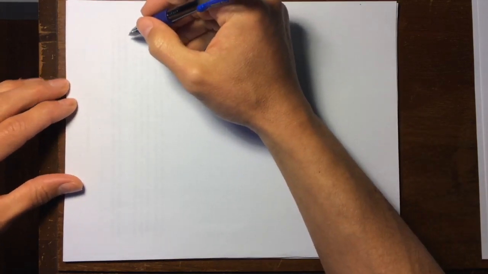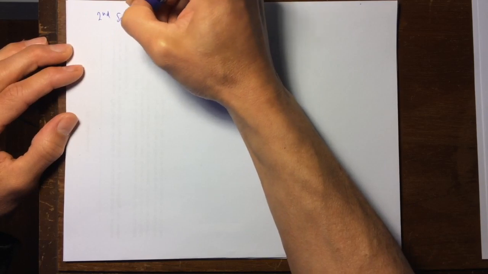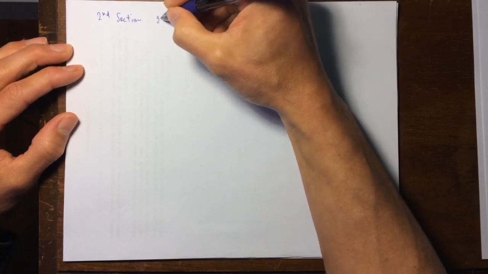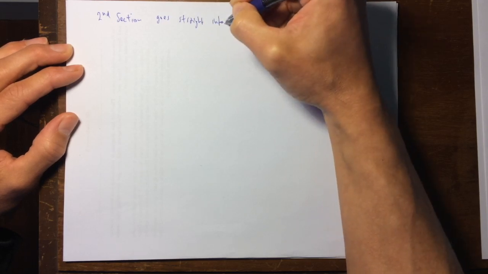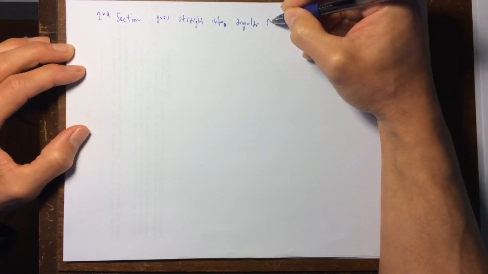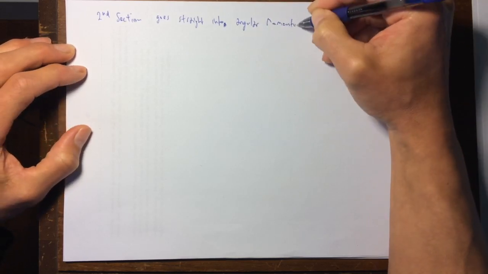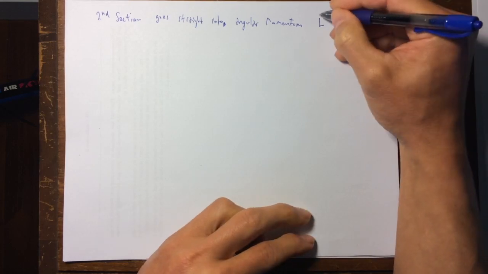So then the chapter goes on, and the second section of the chapter goes straight into angular momentum. And angular momentum is a vector, actually.